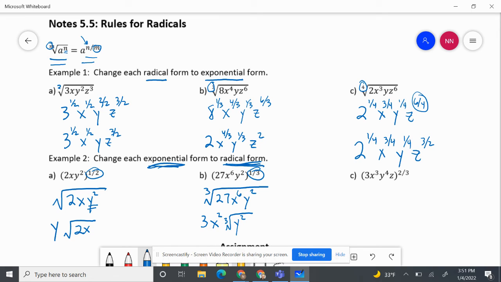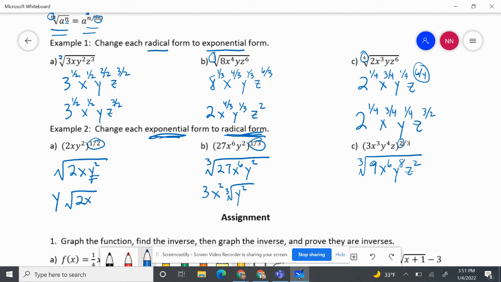Now this one right here is a little bit more complicated, because we're taking the cube root, and then we're squaring everything. So that would be 3 squared, which is 9. We have x cubed squared, which would be x to the 6th. Then we have y to the 8th, and z to the 2nd. Now we're going to simplify it. We can't take the cube root of 9, so that just stays as the cube root of 9.